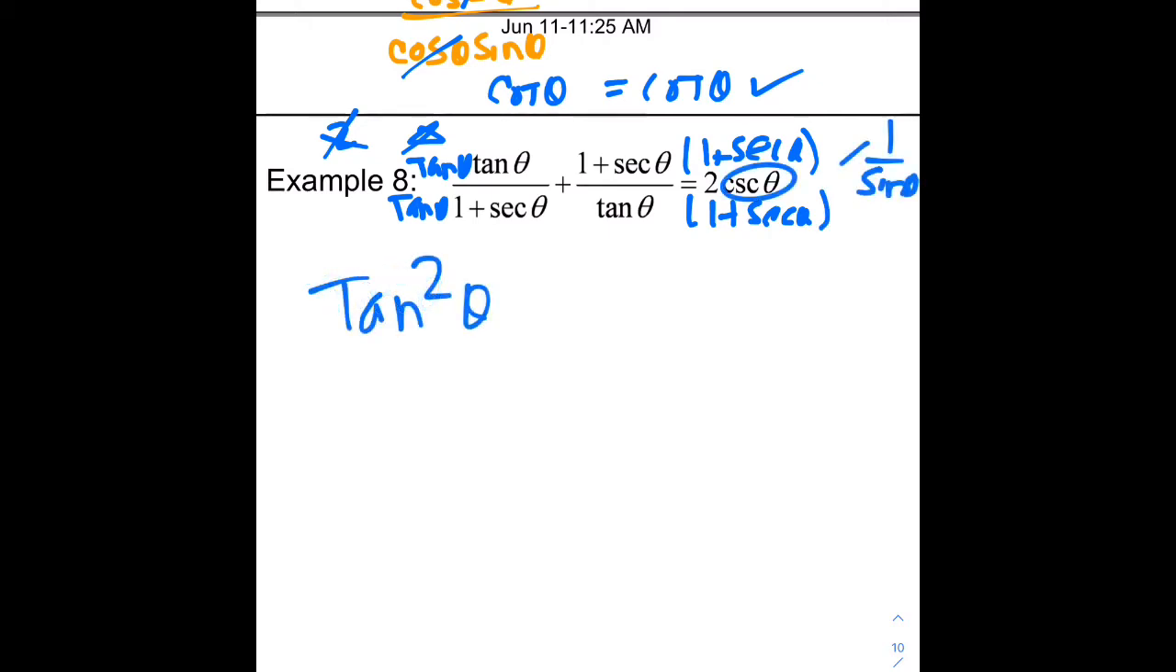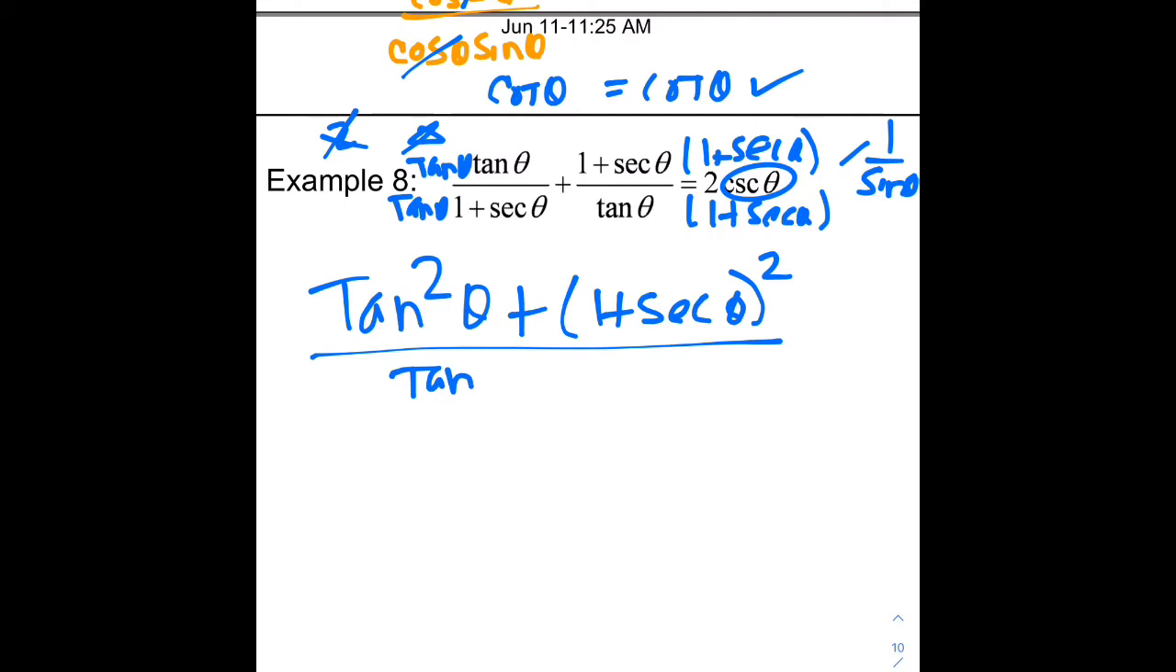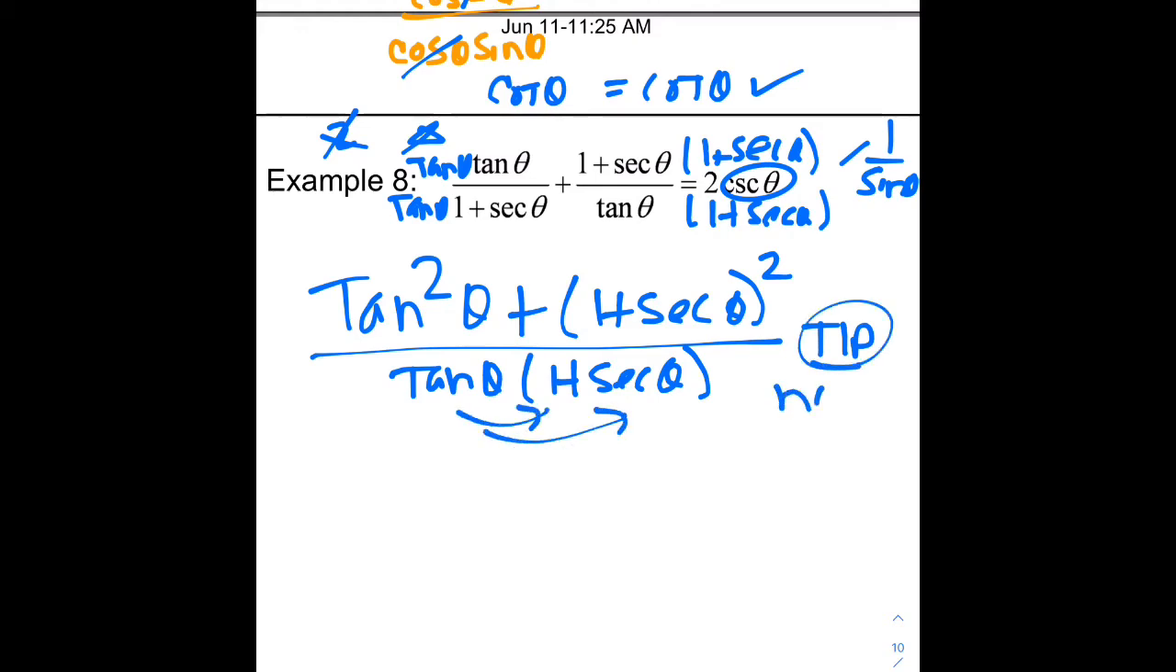So this gives me (1 plus secant theta) squared, all over tangent of theta times (1 plus secant of theta). And I'm going to give you a tip right now. My opinion is that I would not distribute. Why? Because my goal is to eventually get to 1 over sine theta, and so it's really not necessary.